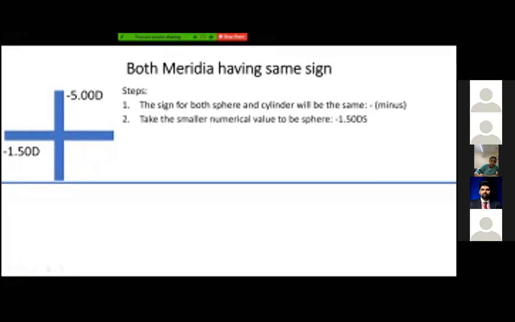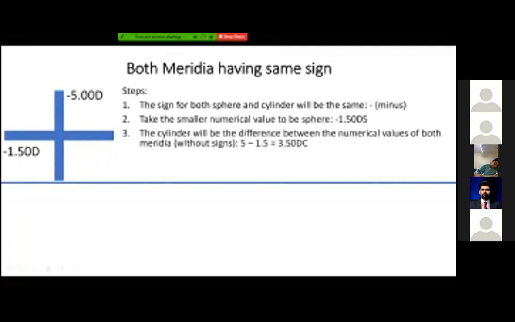So the smaller numerical value here is 1.5. So this is minus 1.5 diopter sphere. The cylinder will be the difference between the numerical values for both the meridians. We saw in mixed astigmatism we had to add up both the values. For a compound astigmatism in which the signs are the same, we take the difference between the numerical values for the cylinder. So 5 minus 1.5 is 3.5 diopter cylinder.